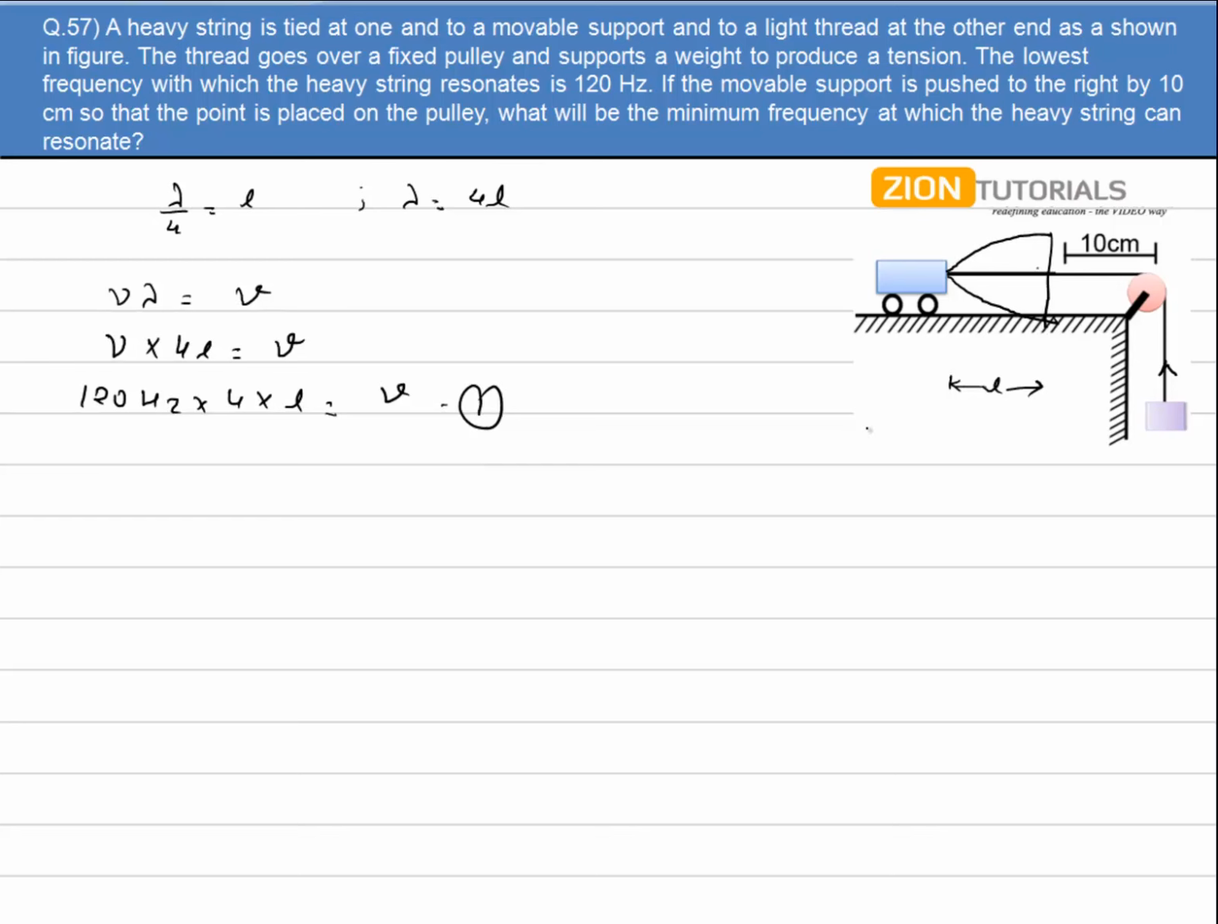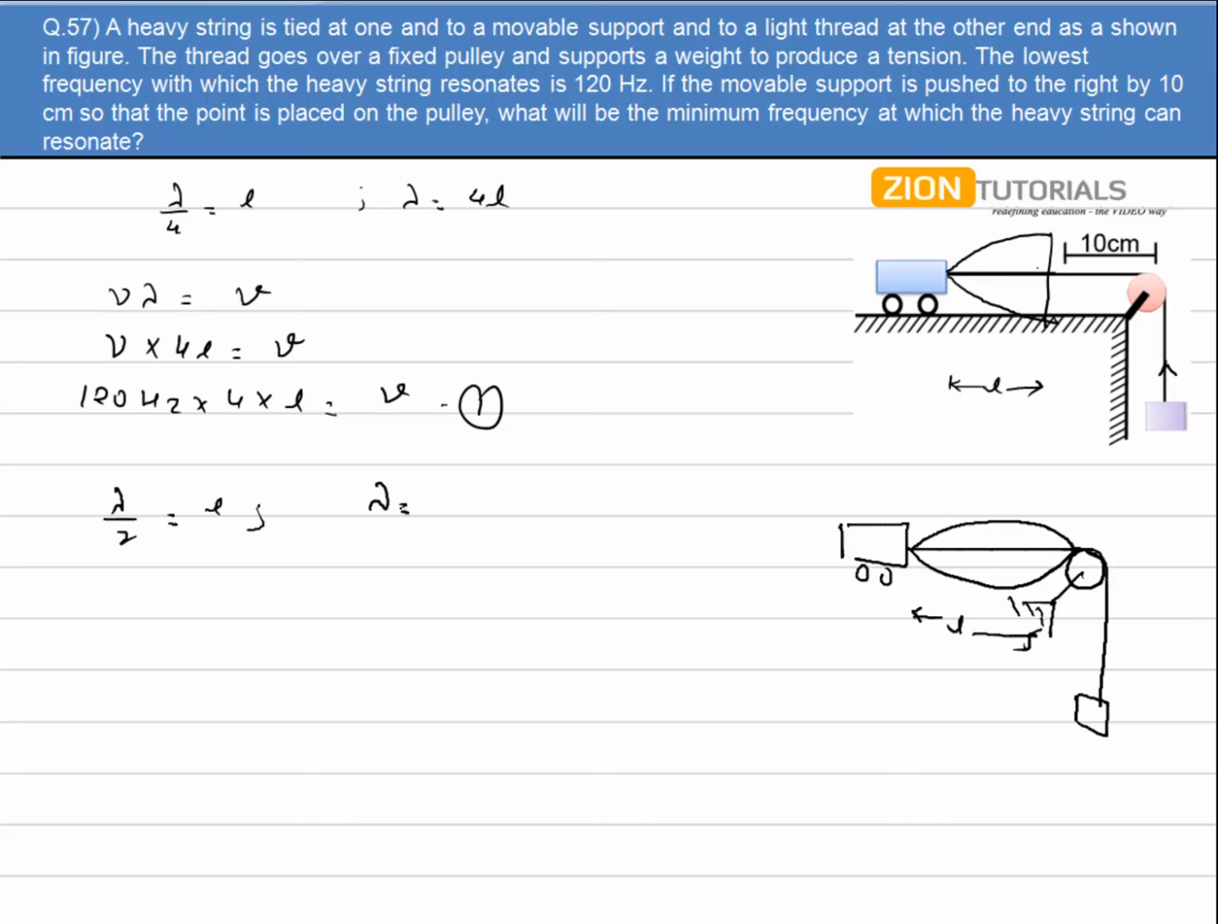In this case, the condition will be like this. This is my pulley, and the light string is completely down now. So it will be in fundamental mode again, because this frequency has to be minimum. This is my length L. So in this case, lambda by 2 is equal to L, lambda will be equal to 2L. So nu lambda is equal to wave velocity, so nu into 2L is equal to V.